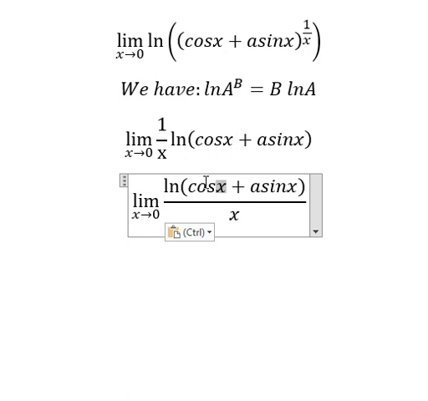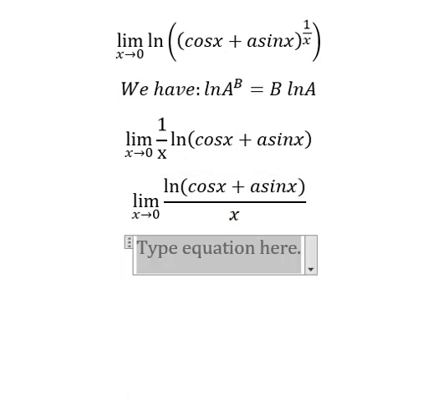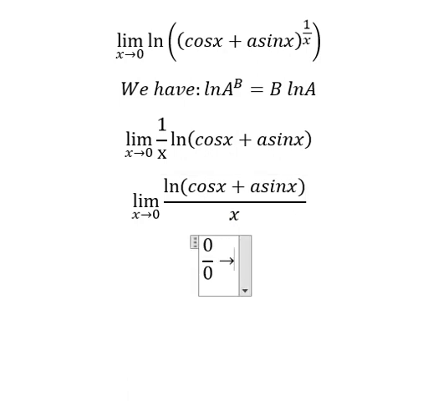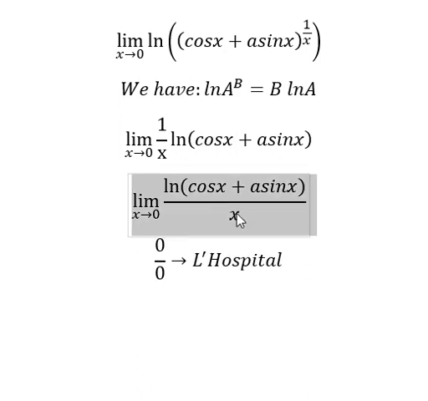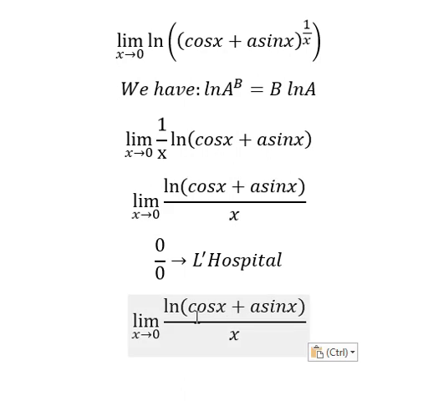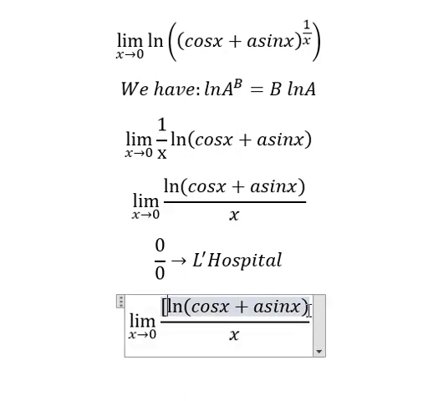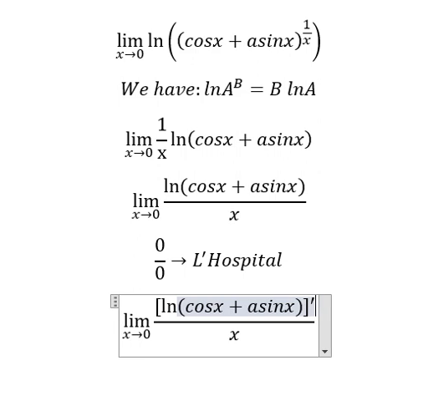A and number 1, you get number 0. This one, you get number 0. So we have 0 over 0. We can use L'Hopital's rule. That means we need to do first the derivative of the numerator and the denominator.